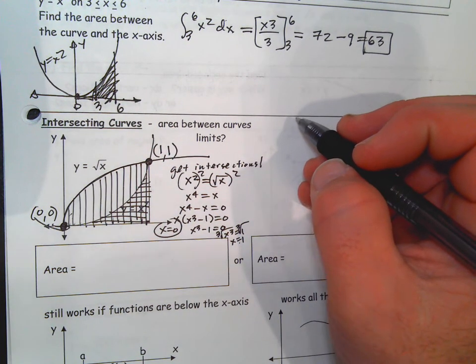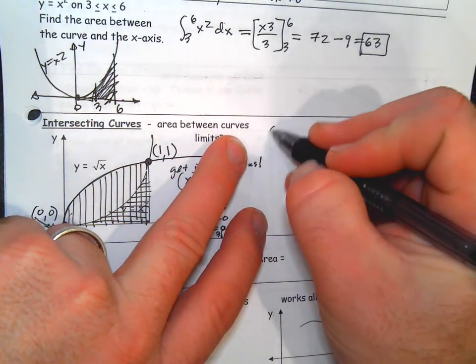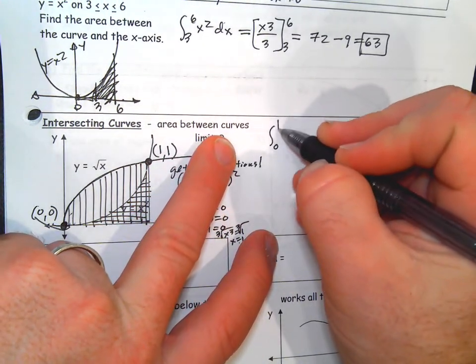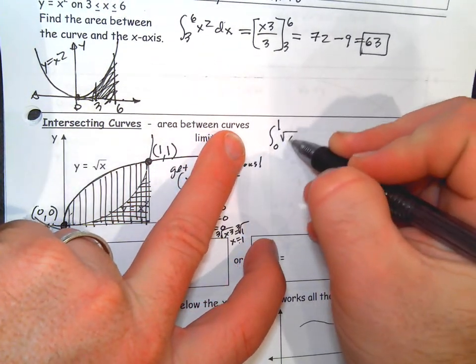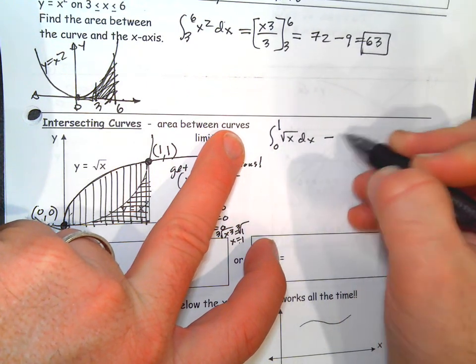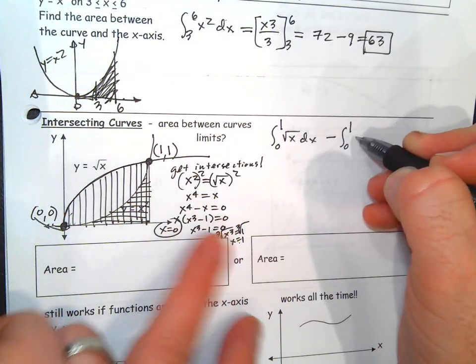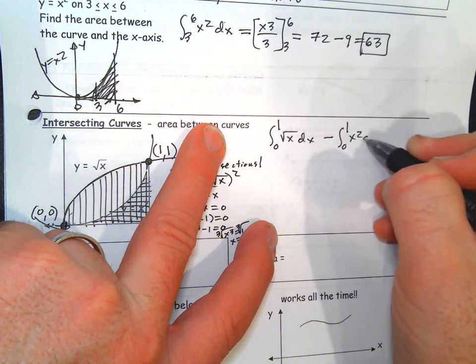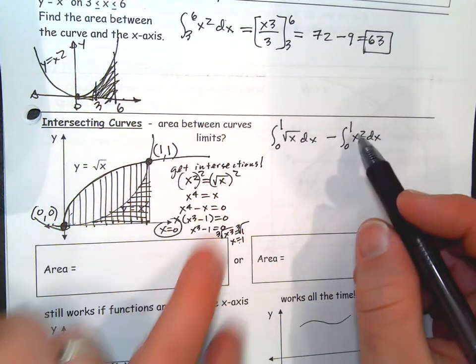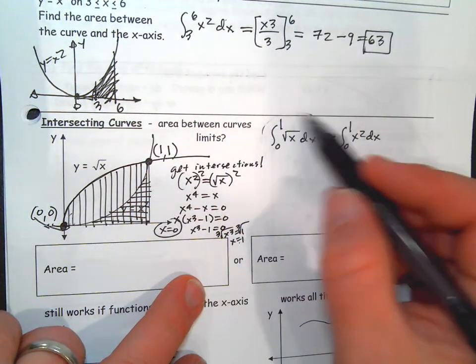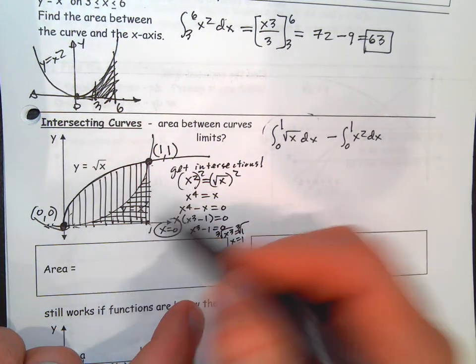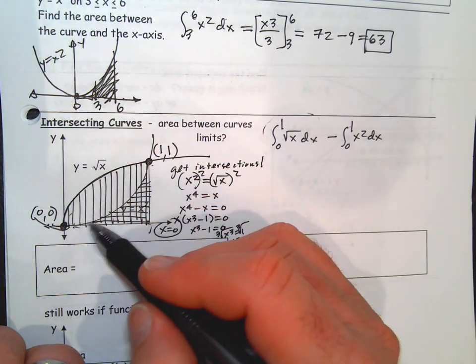So now when we go to find the area between these curves, we want to integrate left to right, 0 to 1 of the higher function, which is the square root function, and then integrate 0 to 1 of the lower function, x squared dx. This should give us the area in between them. This should give us the area underneath that curve by itself. This should give us the area in between underneath that curve by itself.